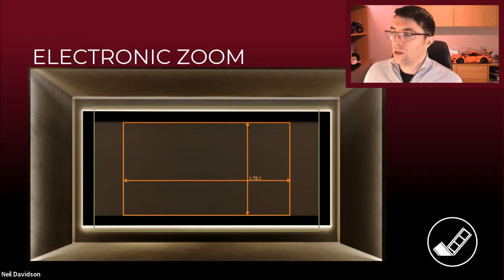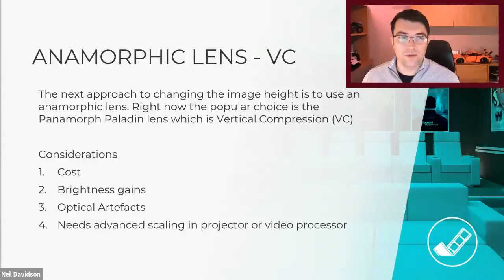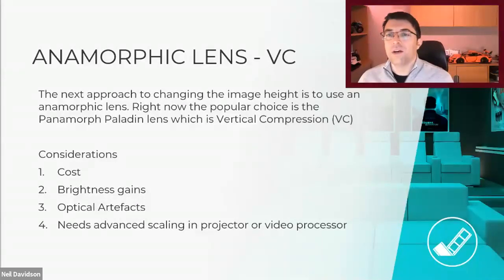So next method is an anamorphic lens. Now, we used to have two options for anamorphic lenses, but in fact, there seems to be one big king in the hill these days. And that's the Panamorph Paladin vertical compression lenses. And that's the only ones that we ever see these days ourselves. So vertical compression is the method that they are using to change the image. I have a little set of slides just coming up that explain that to you.